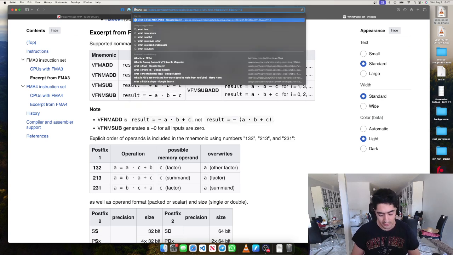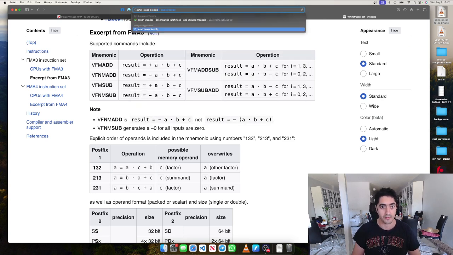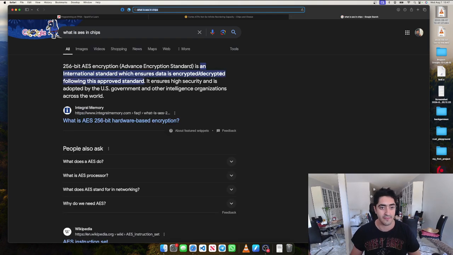What is AES in chips? Advanced Encryption Standard is an international standard which ensures data is encrypted and decrypted following this approved standard.